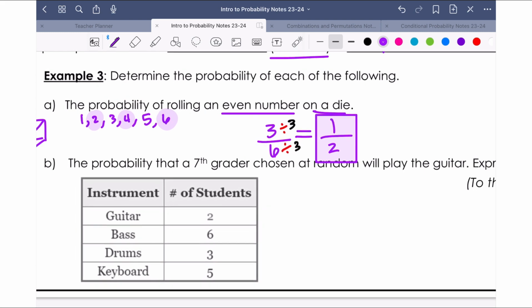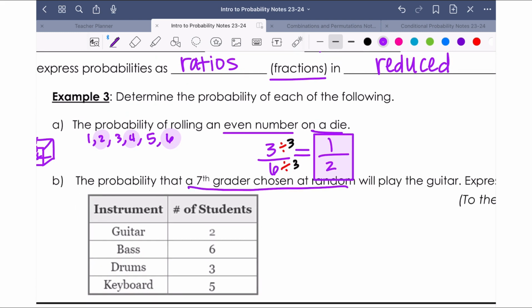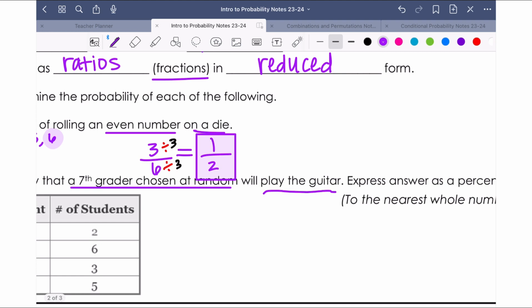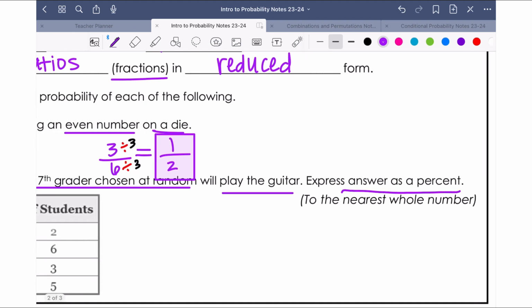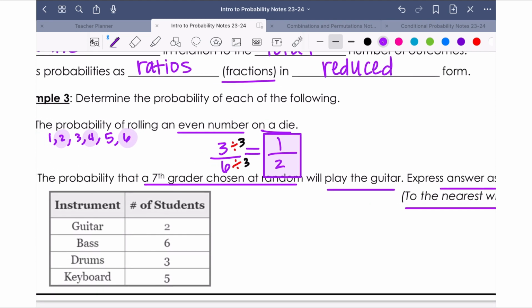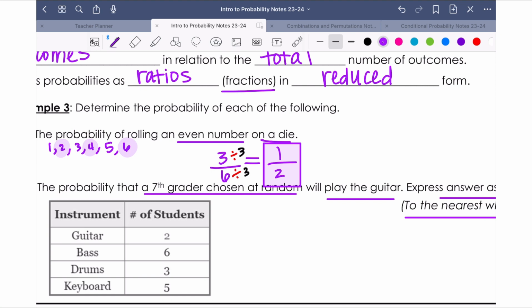Let's look at this one. The probability that a 7th grader chosen at random will play the guitar. But this time they want me to express my answer as a percent to the nearest whole number. Okay. All right. So here's a table they gave us. What is the probability that if we pick one of these students, they play the guitar? So I have 4 different instruments. Here's my guitar category. And only 2 of them play the guitar.